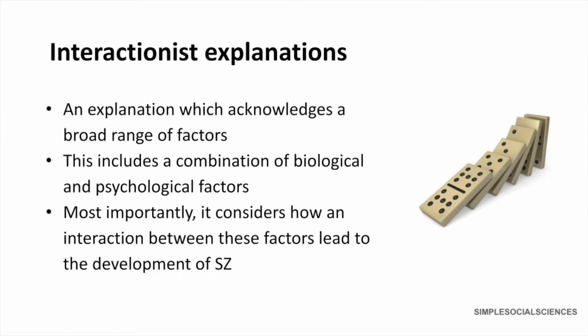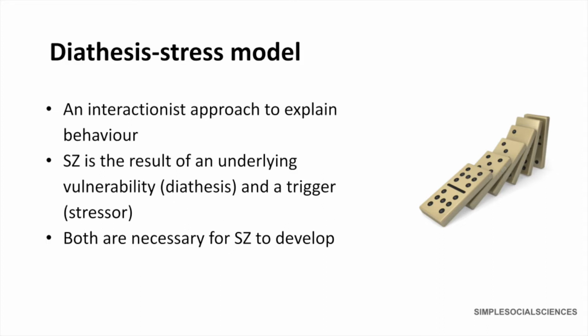The diathesis-stress model is an interactionist approach to explain behaviour. According to this model, schizophrenia is the result of an underlying vulnerability, which is the diathesis, and a trigger, which is the stressor. Both of these are necessary in order for schizophrenia to develop.